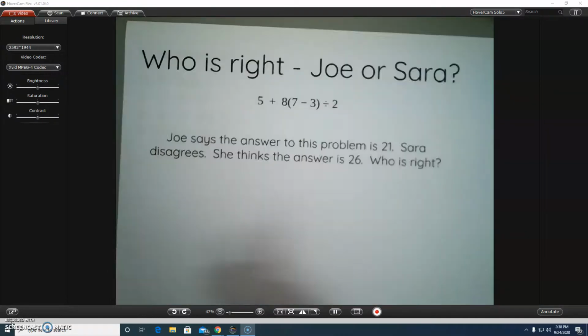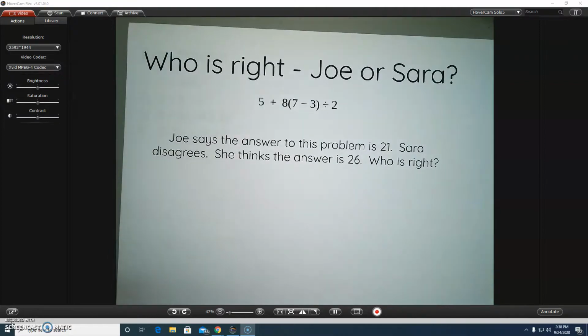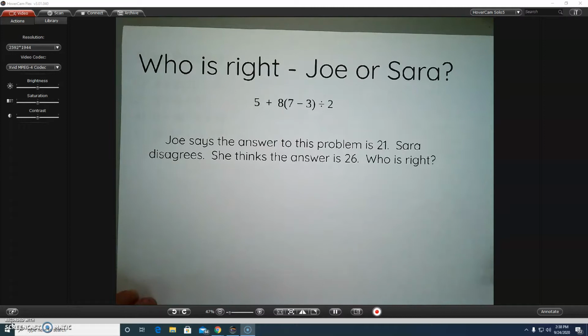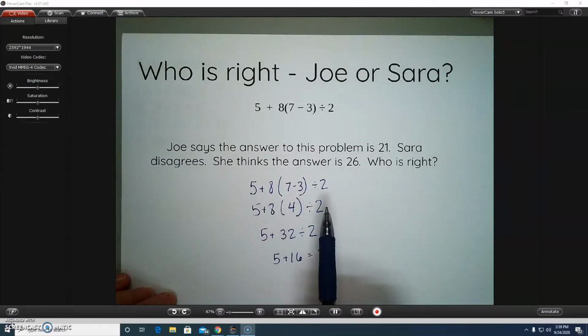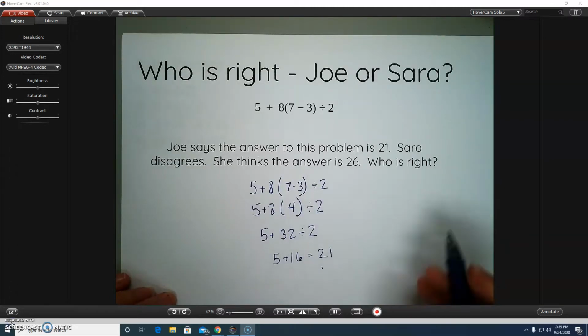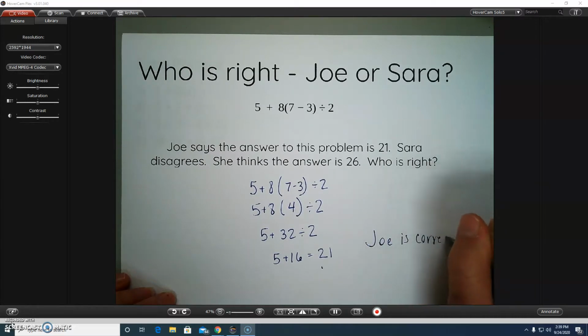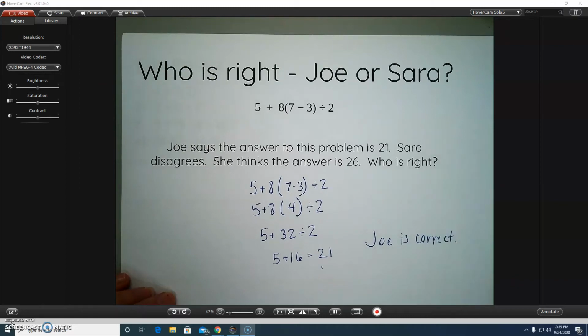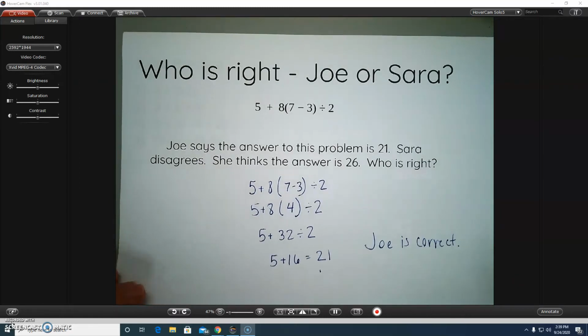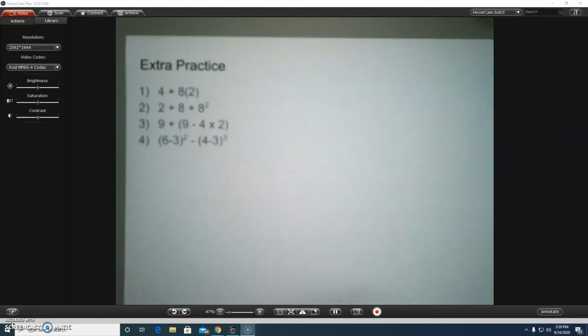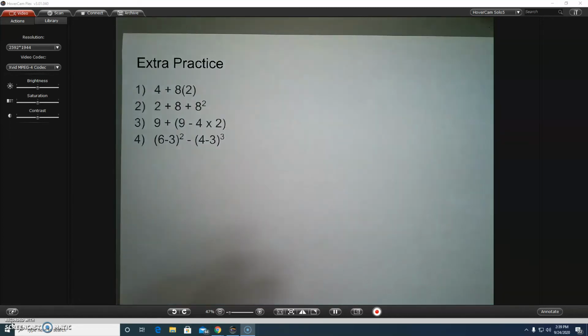Here's a problem that you can try out on your own. If you would like to stop the video and see how you do to see if Sarah or Joe is correct. So as you can see, Joe is correct in this case. The answer is 21. The last ones are some practice problems for you to try before you go on to do the stations if you want a little extra help.